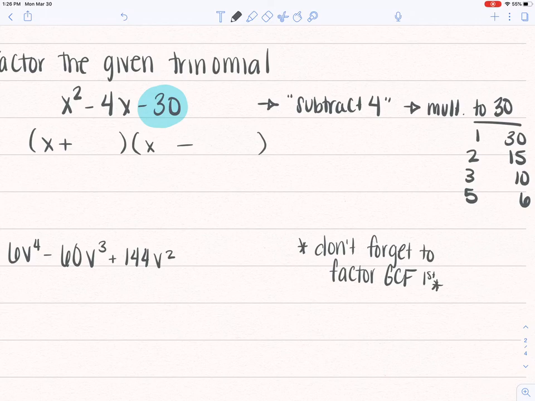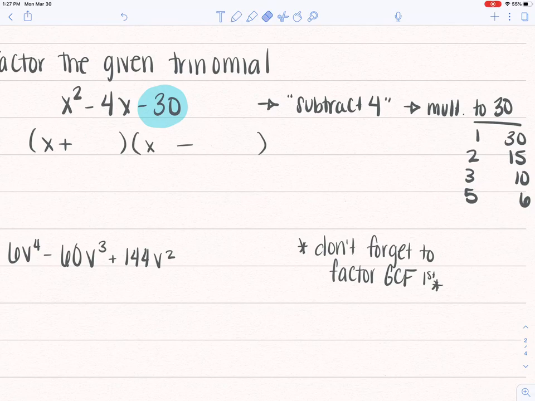30 divided by 1 is 30. 30 divided by 2, 15. 30 divided by 3, 10, and so on. A lot of these numbers will be small enough you should be able to do them in your head, but you do have a calculator. So I need which two of those will subtract to 4.